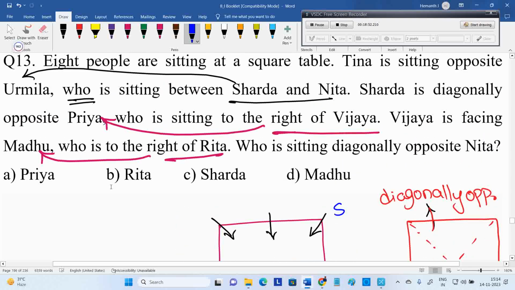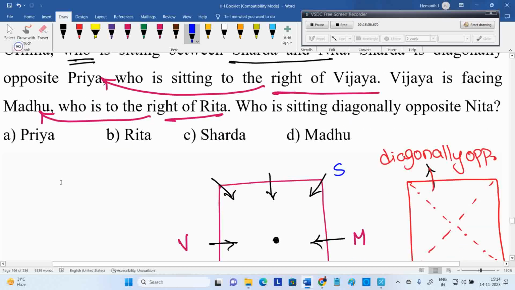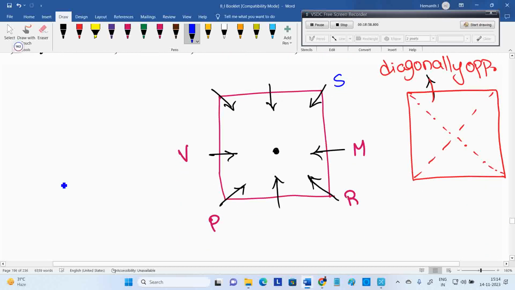Now finally, one statement left over: Tina is opposite to Urmila. Urmila is between Sharda and Nita. Urmila is opposite to Tina. Sharda is already fixed here because Priya's diagonal opposite is Sharda. So Urmila's other side should be Nita. So this is the entire diagram.